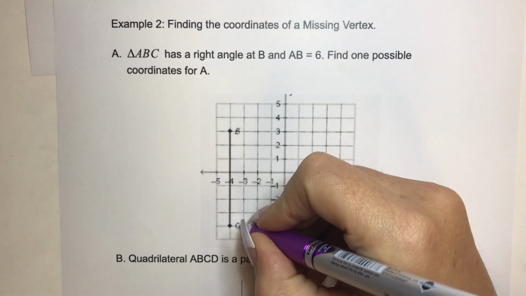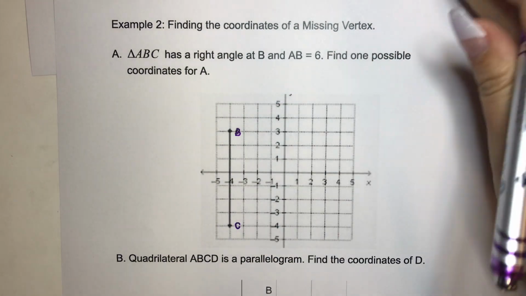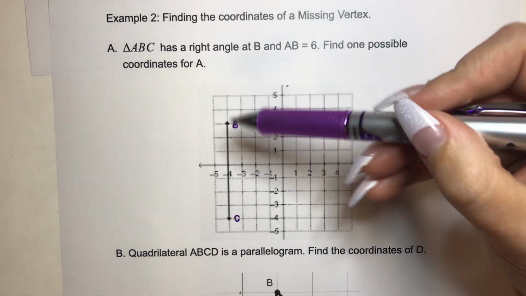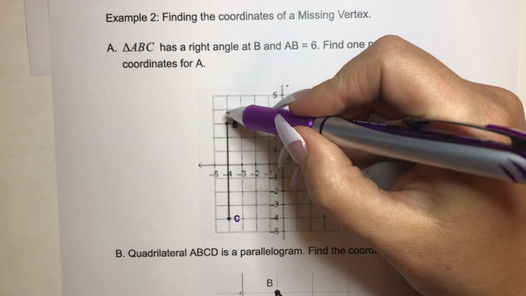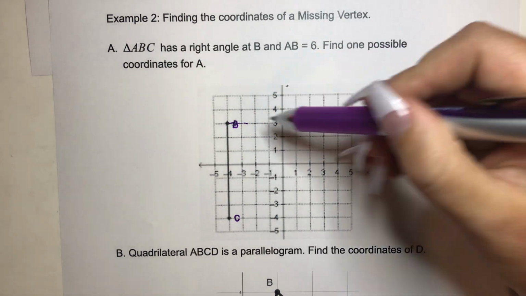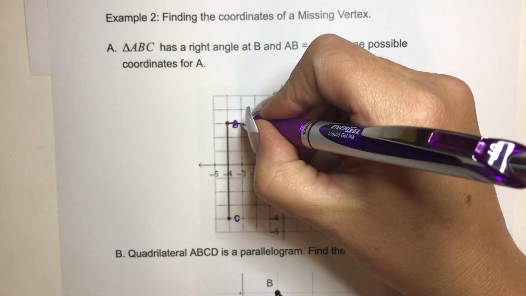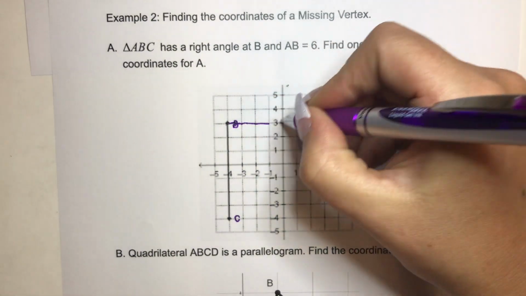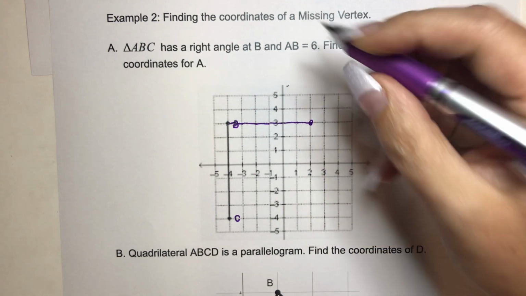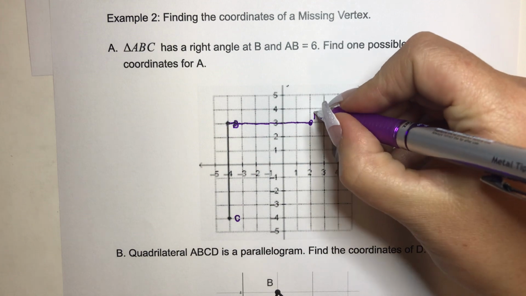Okay, so we have C here, we have B here, and it's a right triangle, and it says there's a right angle at B. So here, for a right angle to be at B, we'd have to go this way, right? And we don't have A, but it says AB, so A would be over here, is 6. So it would be here, 1, 2, 3, 4, 5, 6. Let me double check that. 1, 2, 3, 4, 5, 6. Yeah, that would be A.